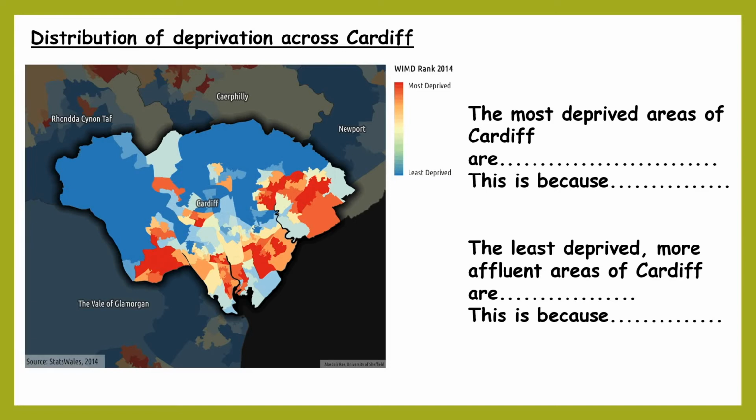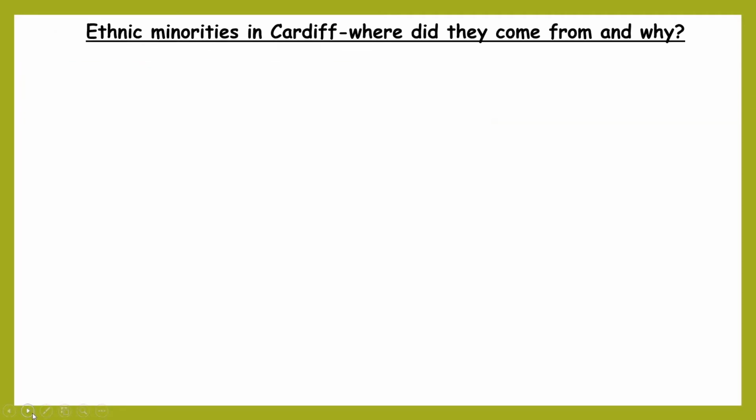What we're going to do is take this Cardiff map and compare it with one that we're going to create from scratch together. That is a social map, because remember the title is Socio-Economic patterns across Cardiff. So this is the economic side of things. We're now going to create the social side of things by looking at the ethnic minority areas of Cardiff.